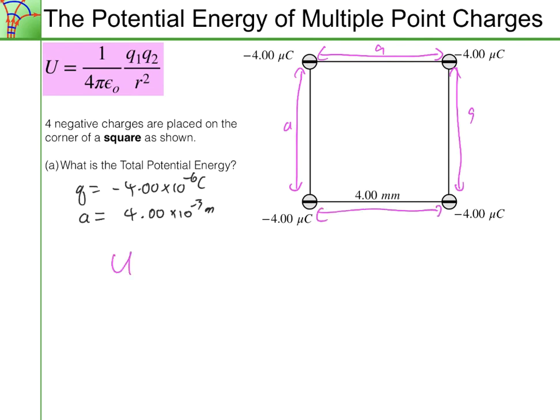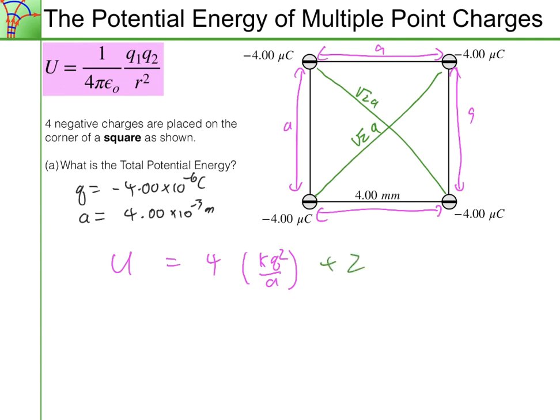So the total potential energy is going to be 4 times what's stored in each pair, k q squared over a. But some of you may have seen what the other 2 pairs are. There's also potential energy stored between these 2. And using Pythagoras, you can show that the distance is root 2 times a, and that's also root 2 times a. So there's 2 more pairs, the kitty corner ones. So plus 2 times k q squared over root 2 a.